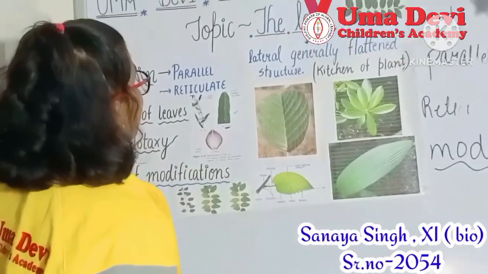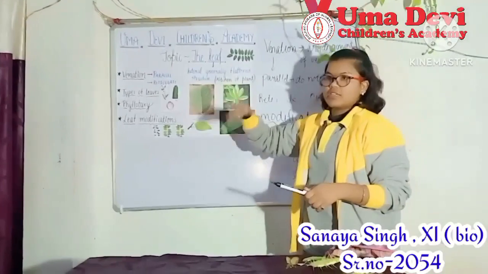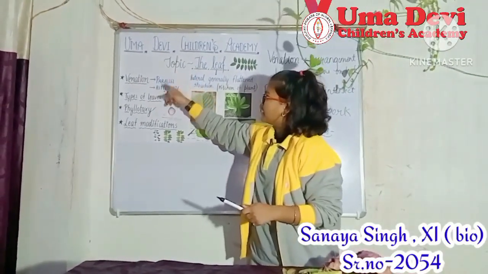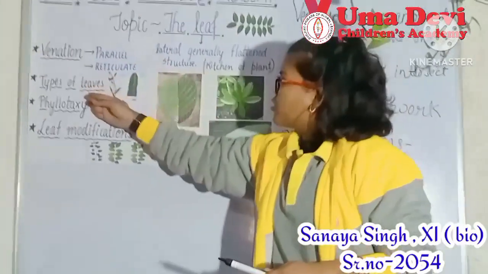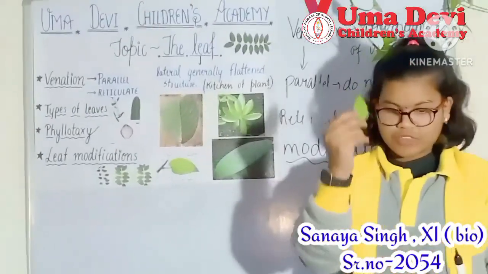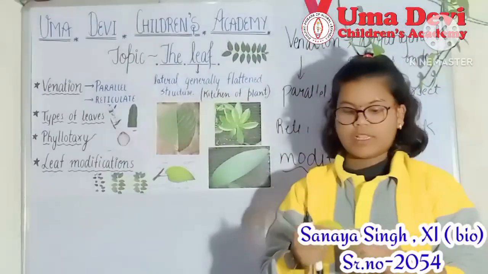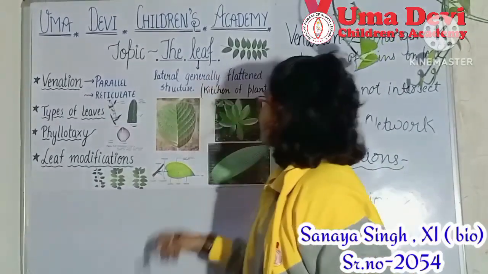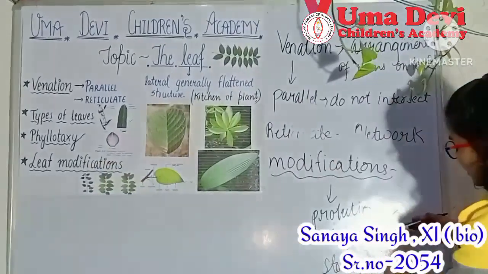So this was all about the leaf. Now let us recap. What is a leaf? A kitchen of the plant where the food is prepared. Then venation. What is venation? There are two types, parallel and reticulate. This is the parallel. This one is reticulate, forming a network. Types of leaves: there are two types, simple leaf and compound leaf. Simple leaf is this. Compound leaf is this. Phyllotaxy, arrangement of leaves. This one is alternate. This one is the opposite, facing towards each other. This one is the whorled. Last one, leaf modification: for protection, for climbing, and for storage.